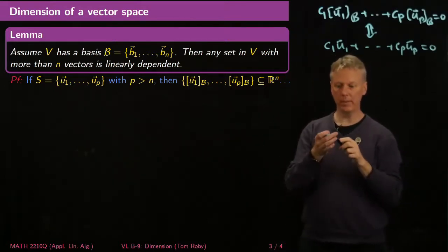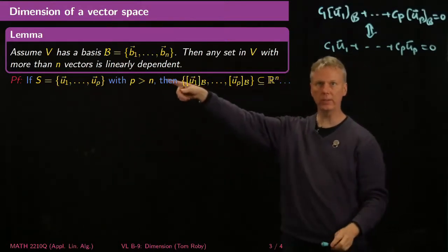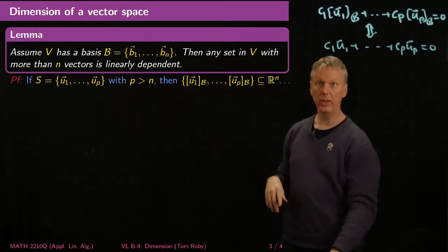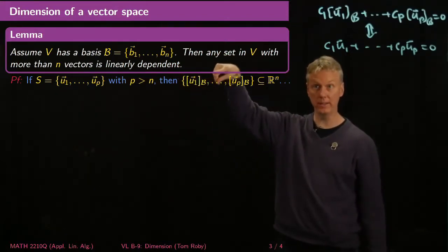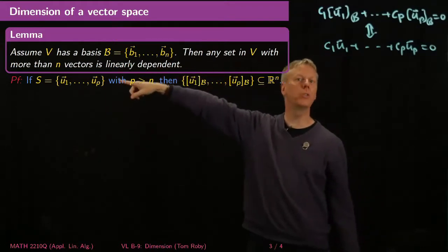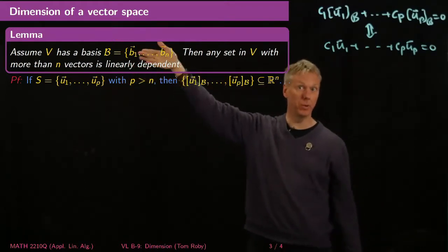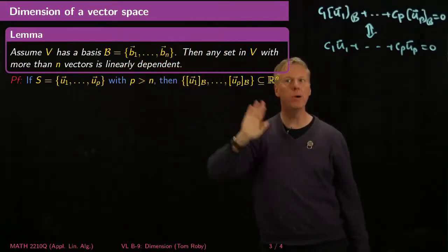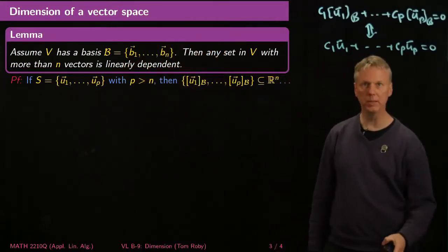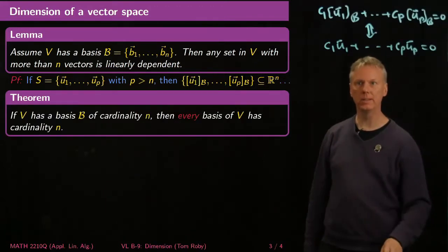Okay? So that means that any set with more than n vectors is linearly dependent. And the other way of saying that is that if you have a set of vectors that's linearly independent, then it has to have no more than n vectors, right? Because if it had more than n vectors, it would be linearly dependent. So if it's linearly independent, then it can have at most n vectors. And so we'll be using that in the upcoming slides.